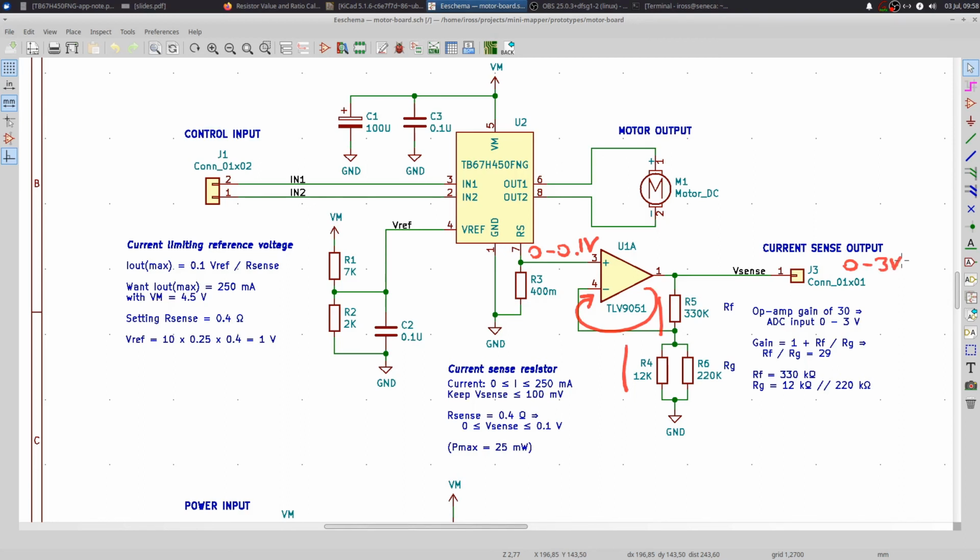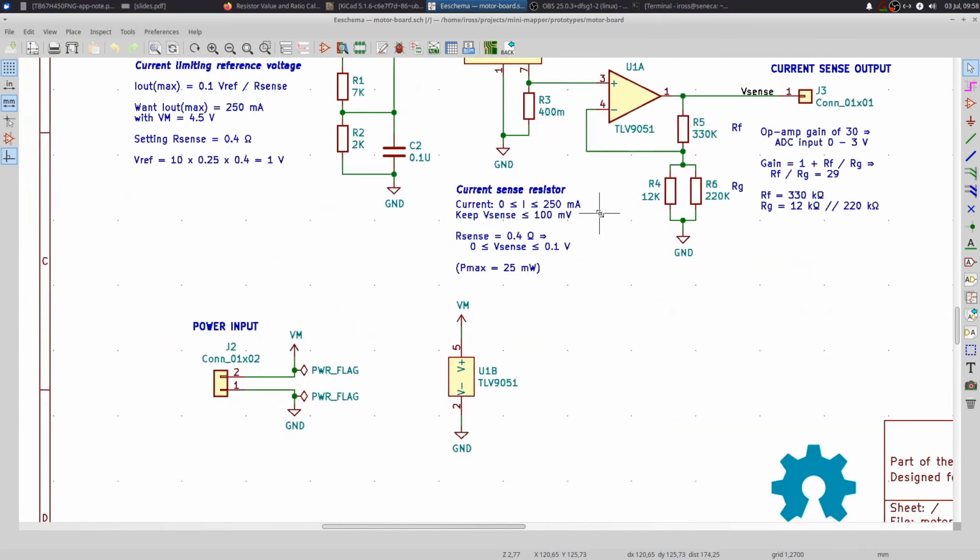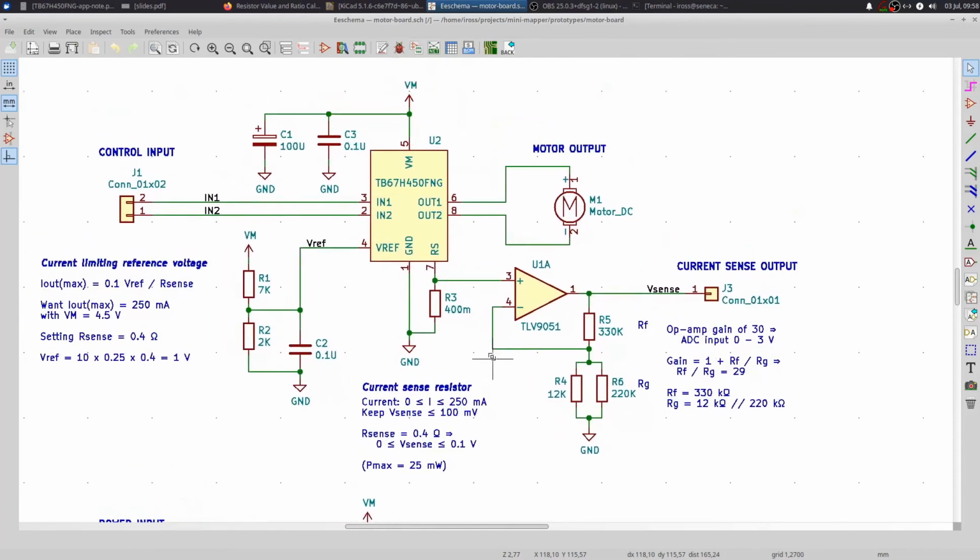And that's basically it so far for schematic capture with this. There's some connections for the power stuff down here, but there's not very much to that.